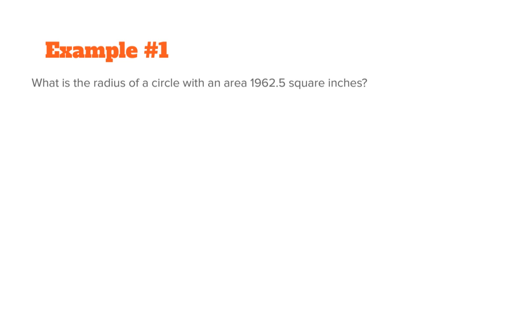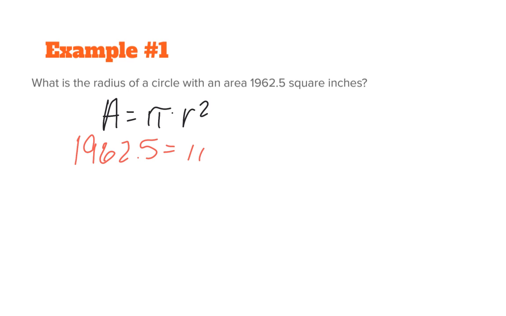All right, this question says, what is the radius of a circle with an area of 1,962.5 square inches? So I'm going to start with the formula that we know, area equals pi times radius squared. And I'm simply going to replace the capital A that stands for area with the given area. So that is 1,962.5 equals pi times radius squared.